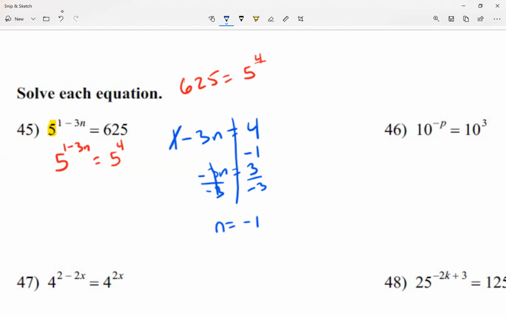I'm asking you to solve. Basically, when I say solve, I'm asking what's the value of the letter? What's the value of the variable that will make this statement true? So I'm just expecting negative 1. For my homework, you don't have to type in n equals negative 1. You can just type in negative 1.